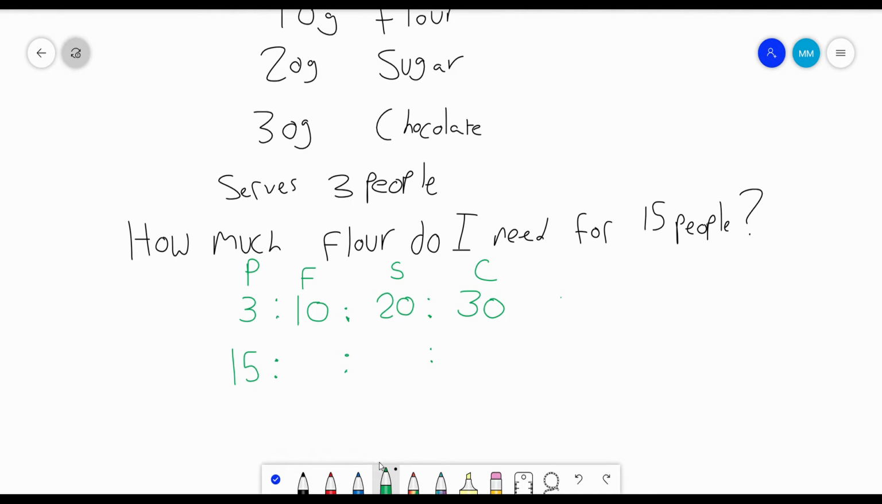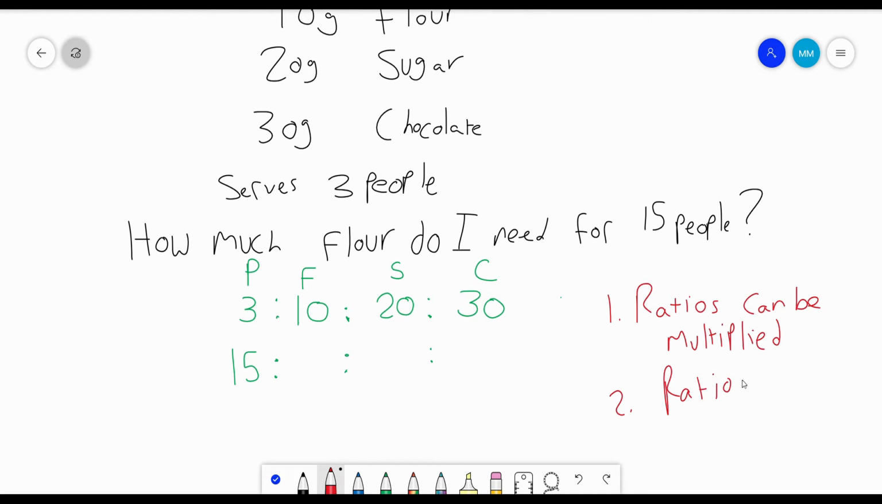There's 2 rules you need to know for ratios. Rule 1: ratios can be multiplied. Rule 2: ratios can be divided. Ratios will either be a rule 1 problem or a rule 2 problem.